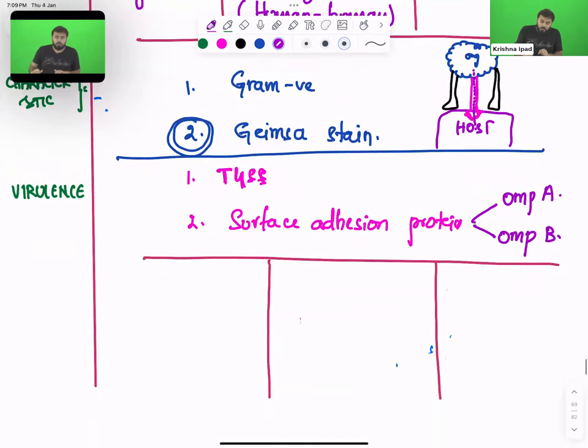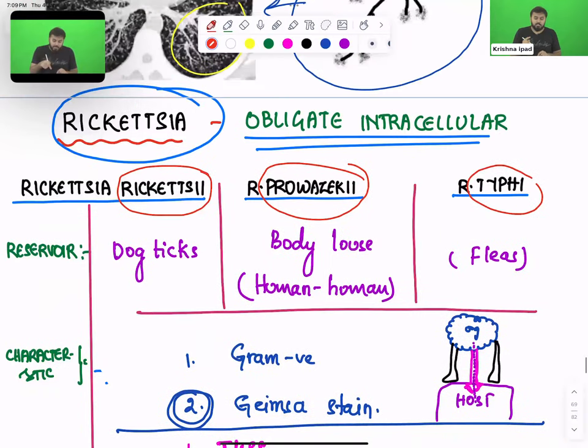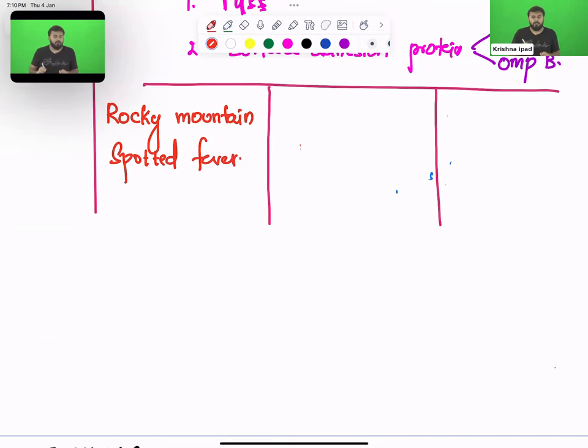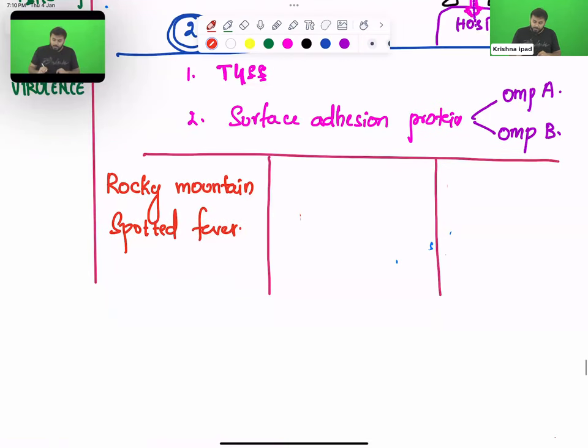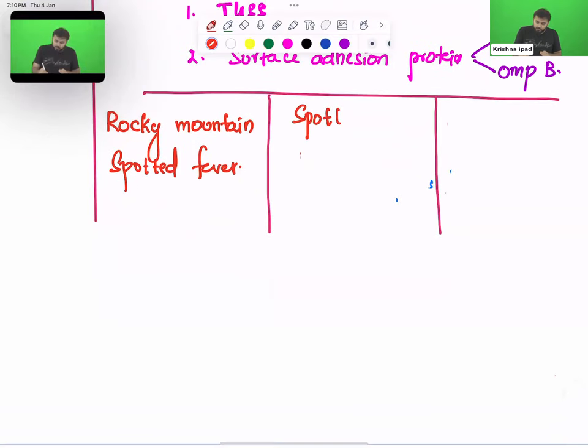But what is the uncommon thing? Rickettsia causes a fever called Rocky Mountain Spotted Fever. Very, very important. Next, Rickettsia prowazekii causes what? Spotted fever. Not only spotted fever, it will also cause epidemic typhus.